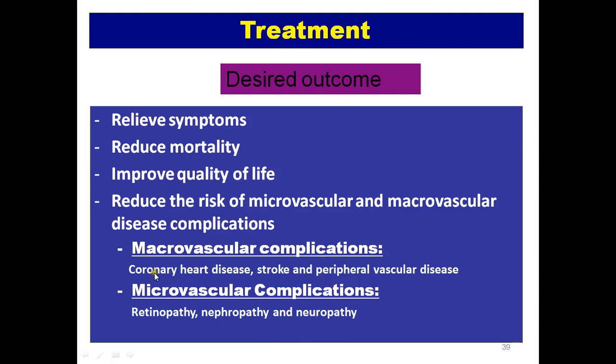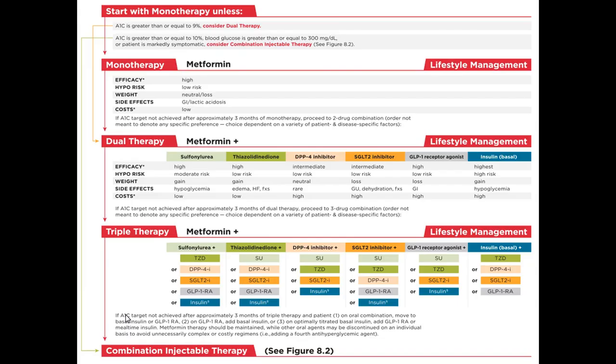What are the macrovascular complications? It's coronary heart disease, strokes, and peripheral vascular disease. Microvascular complications are retinopathy, nephropathy, and neuropathy. We'll be talking about them in my second lecture.